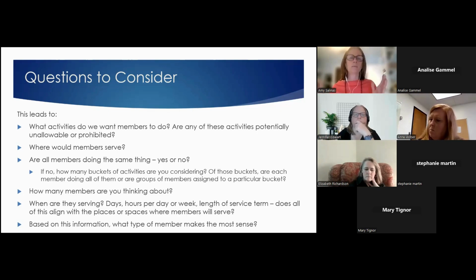Or do we only need them in the summertime? Based upon that, you then determine how many hours they would serve, that they would be able to get in to do what you're asking them to do. And that would also include training you provide them. And then that would determine what type of member you're wanting to have.